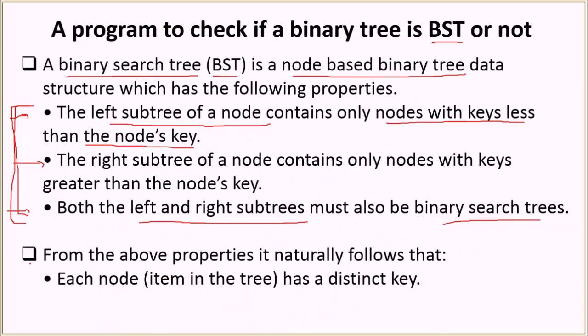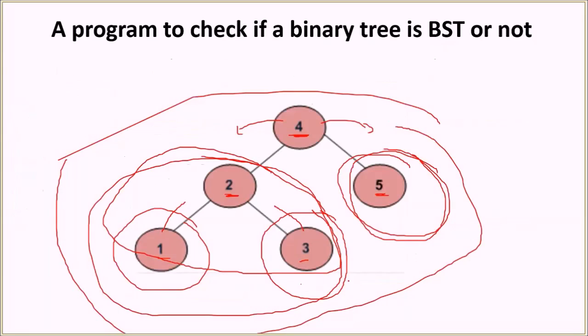From the above properties, it's actually implied that each node, that is each item in the tree, has a distinct key. Because the left subtree should have values less than the current node's key, and the right subtree should have values greater than the current node's key, you cannot have duplicate values inside the binary search tree. All the elements have to be unique.